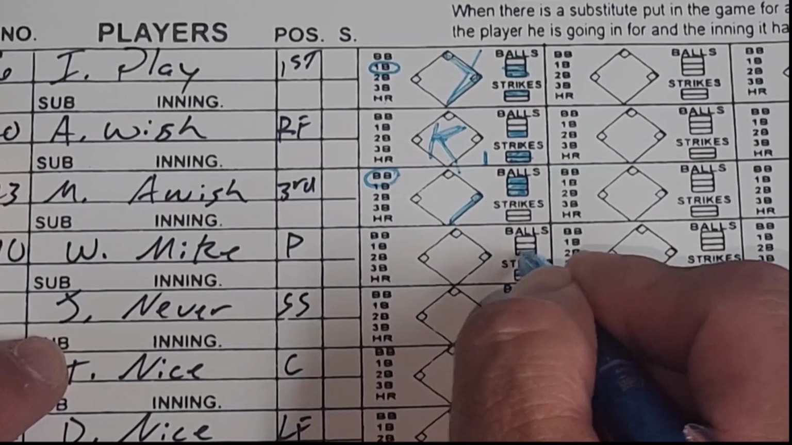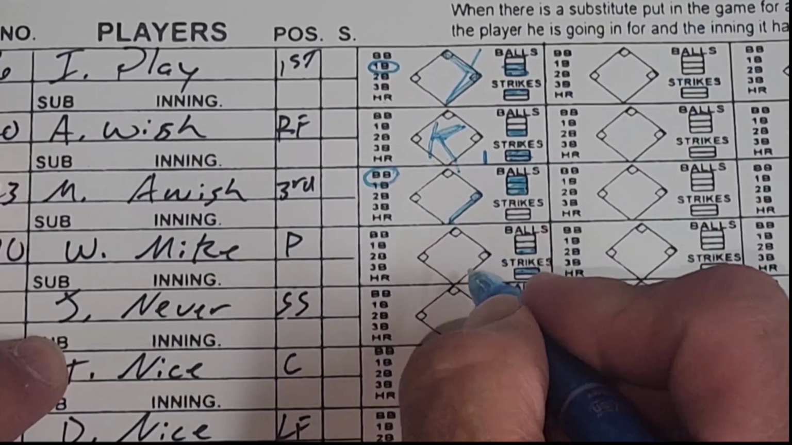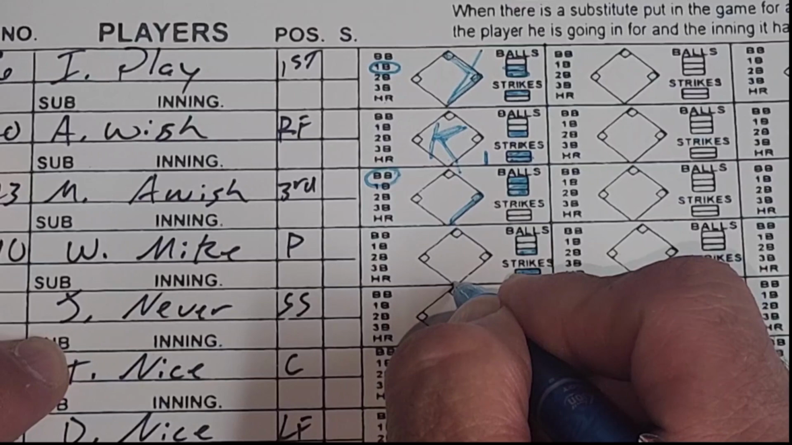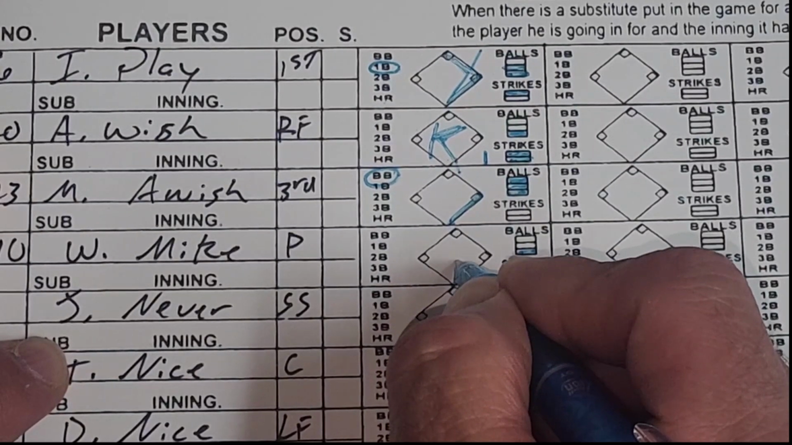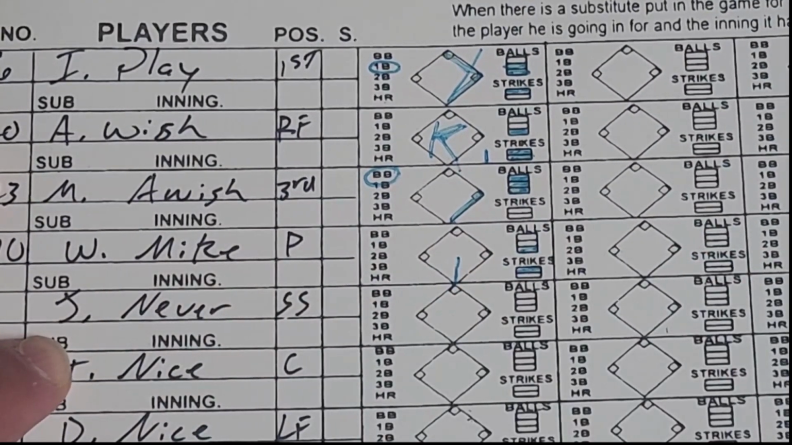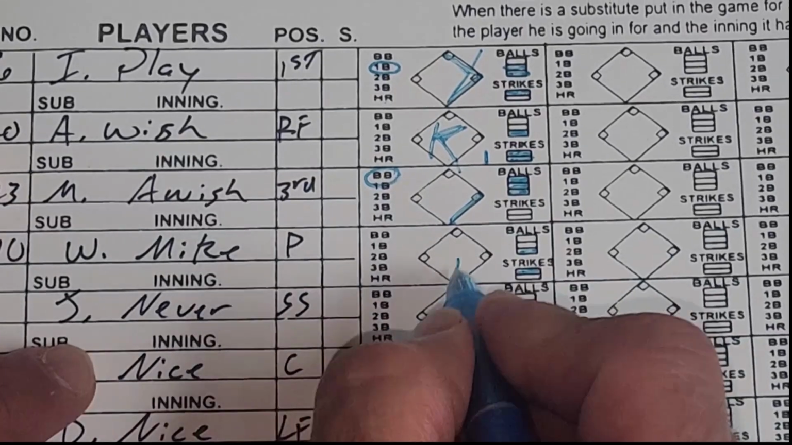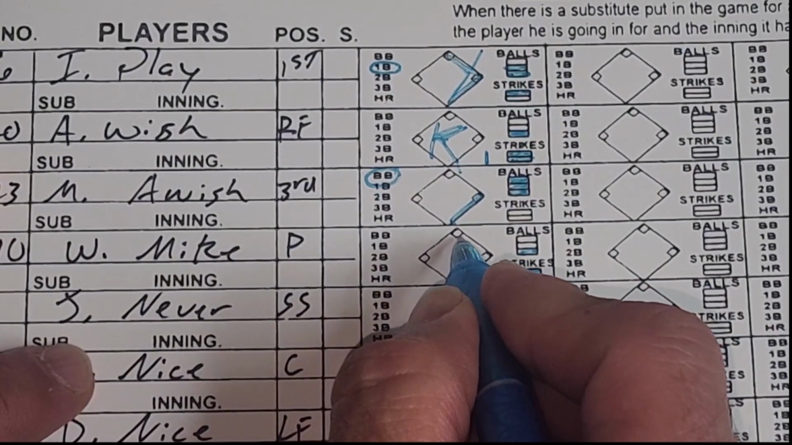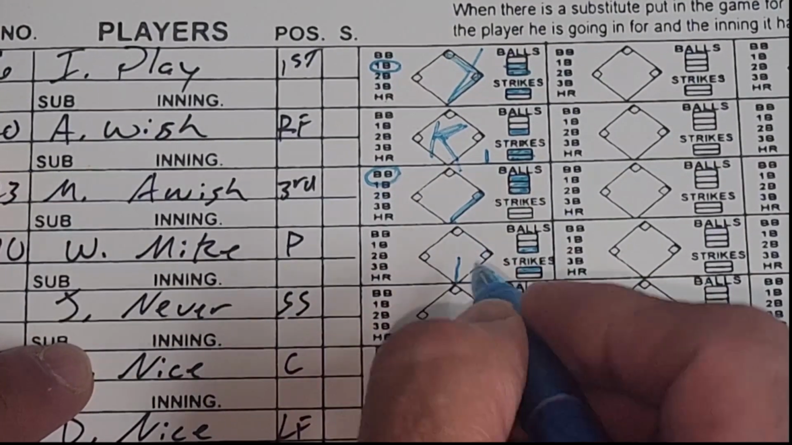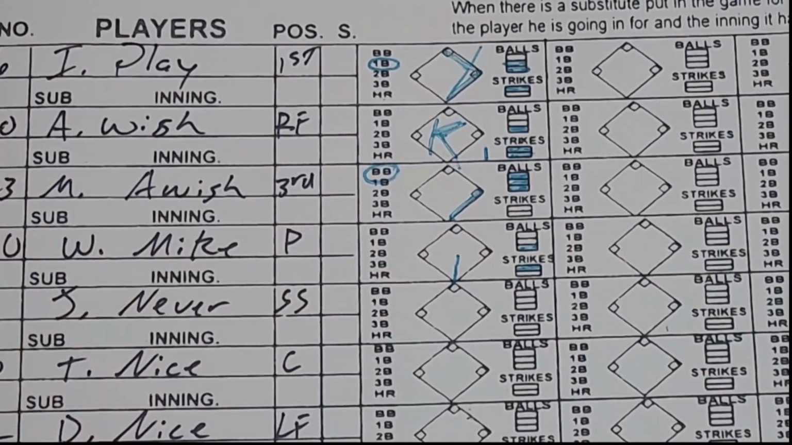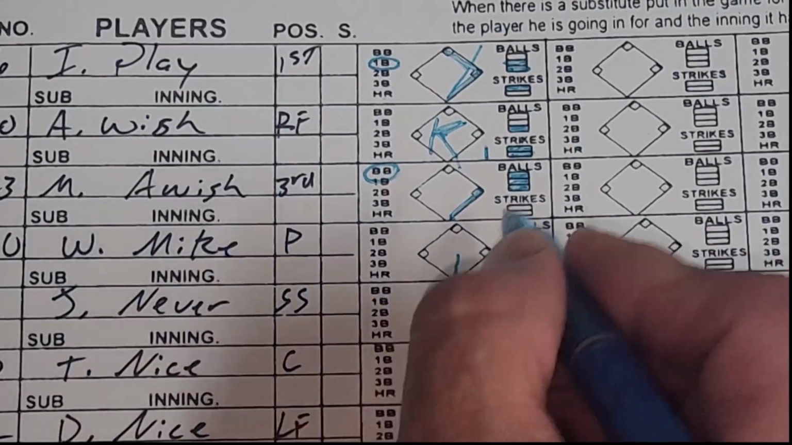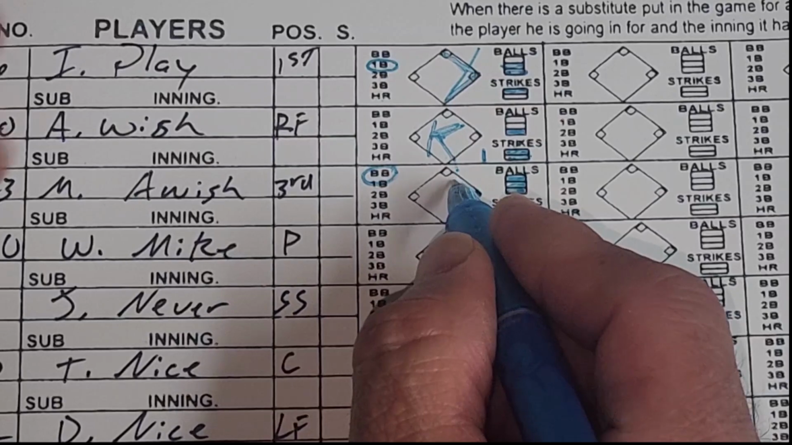Another ball. This one hit a small grounder to the pitcher. And the pitcher threw it to second base. The pitcher throws it to second base and gets an out. It takes this runner out right here.